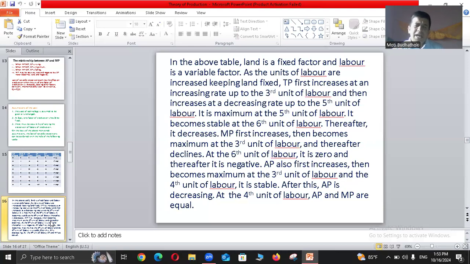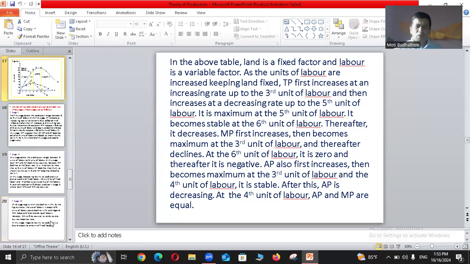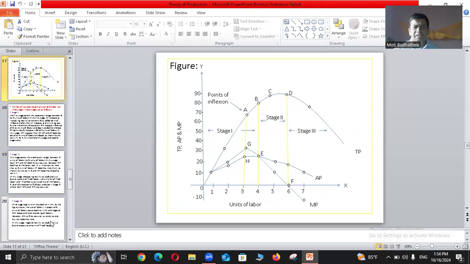Thereafter, it decreases. MP first increases, then becomes maximum at the 3rd unit of labor, and thereafter declines. At the 6th unit of labor, it is 0, and thereafter it is negative. AP also first increases, then becomes maximum at the 3rd unit of labor, and at the 4th unit of labor it is stable. After this, AP is decreasing. At the 4th unit of labor, AP and MP are equal. We can show this condition with the help of the following figure.